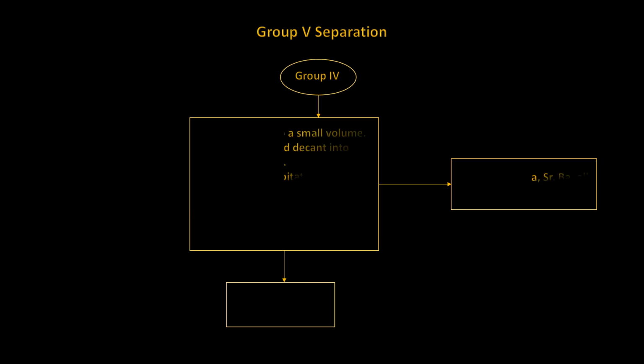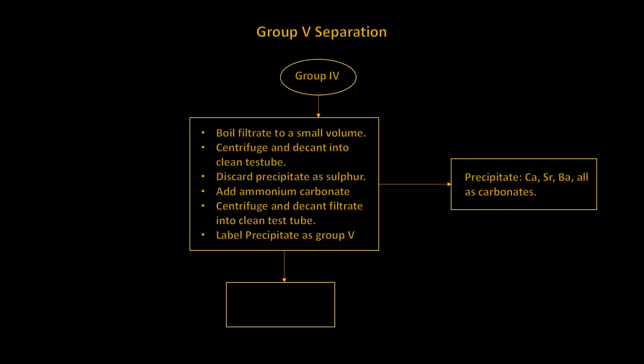Boil the filtrate in the beaker to a small volume. Any precipitate must be separated. Centrifuge and decant the filtrate into a clean test tube. The precipitate collected may be discarded, as it will be unwanted sulfur. To the filtrate, add some ammonium carbonate solution dropwise, and while warming in a water bath, precipitate the carbonates. Centrifuge and decant into a clean test tube. Cap the test tube containing the precipitate and label as Group 5 elements.